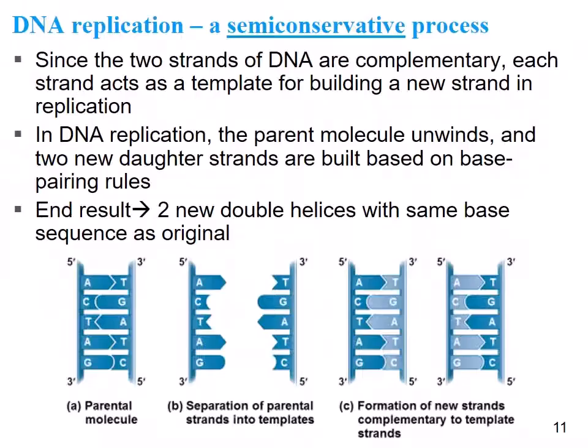So that brings us to DNA replication. When we talk about DNA replication, we can say it's a semi-conservative process because each strand of DNA is going to act as a template for building a new strand in DNA replication. So the parent molecule is going to unwind and we form 2 new daughter strands based on the base pairing rules and using the original 2 strands as a template. So at the end, we get 2 new double helices with the same base sequence as the original, and the new double helices have 1 old strand and 1 new strand.